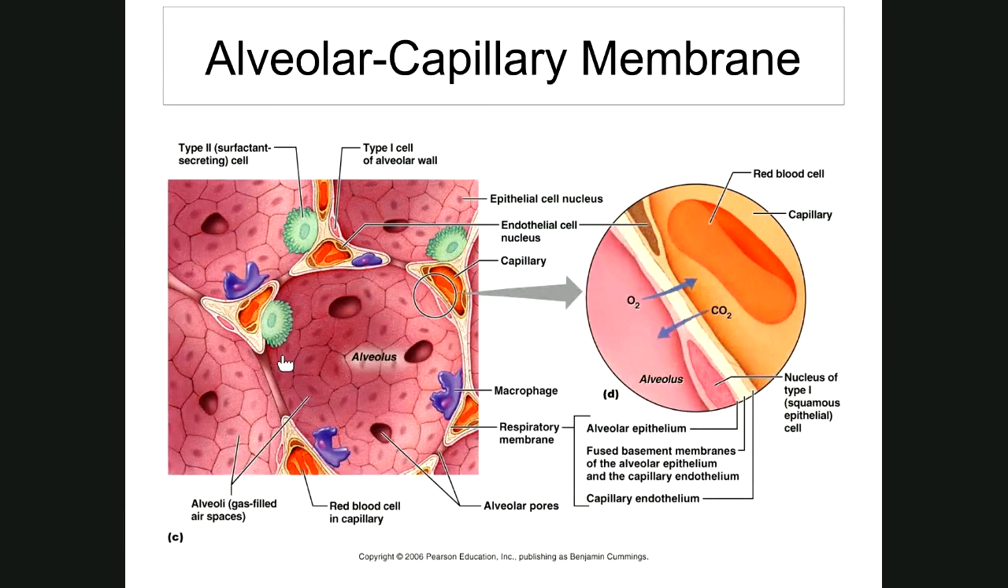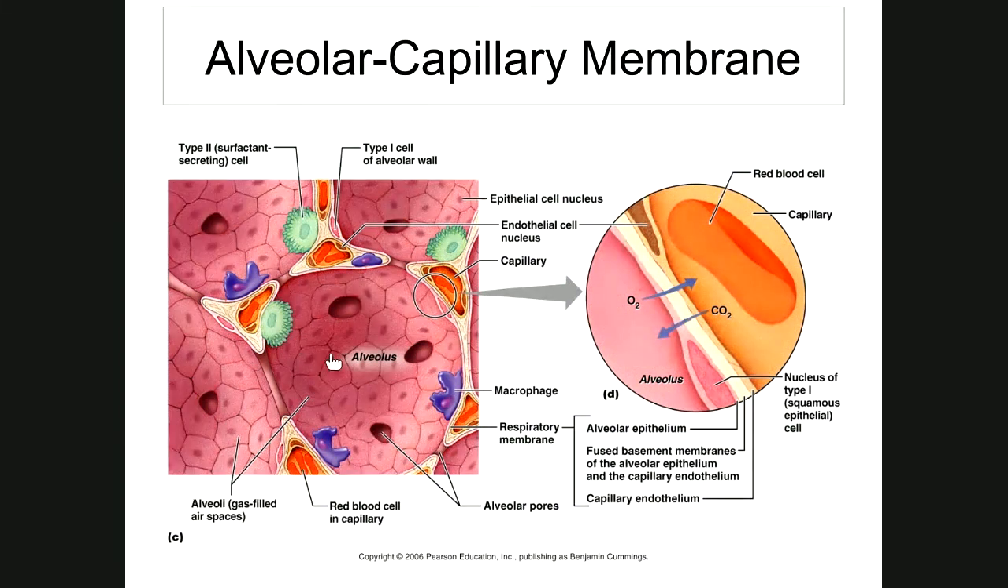As they age a little bit, the surfactant cells will mature and start producing surfactant naturally for them, and it doesn't take very long, but a preemie is born before they're supposed to be, and so after a while, the surfactant is produced by these surfactant cells.